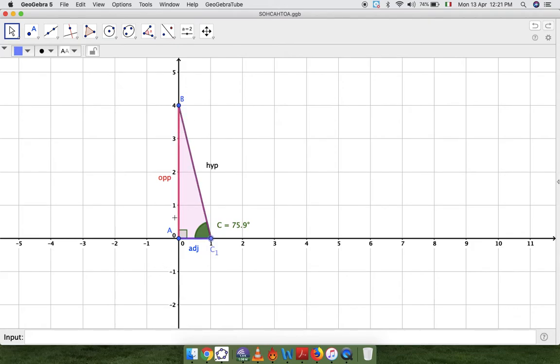This opposite side is 4, so 4 squared plus 1 squared is 16 plus 1 is 17. This hypotenuse right here is a little bit bigger than 4. It's the square root of 17. 4 squared is 16, 1 squared is 1, 16 plus 1 is 17. So this hypotenuse is the square root of 17, which on the calculator is 4 point something, okay? So we're comparing the adjacent side, 1, in comparison to something a little bit bigger than 4.